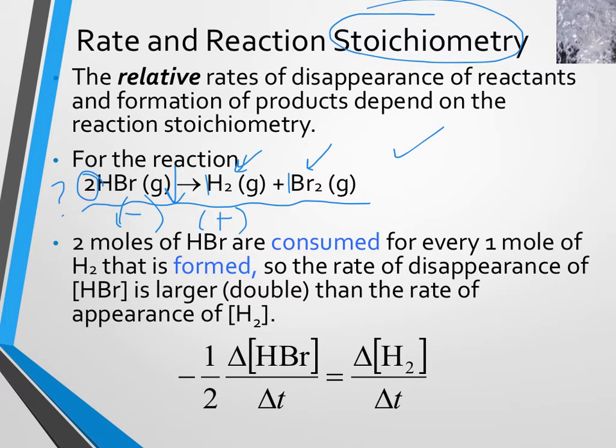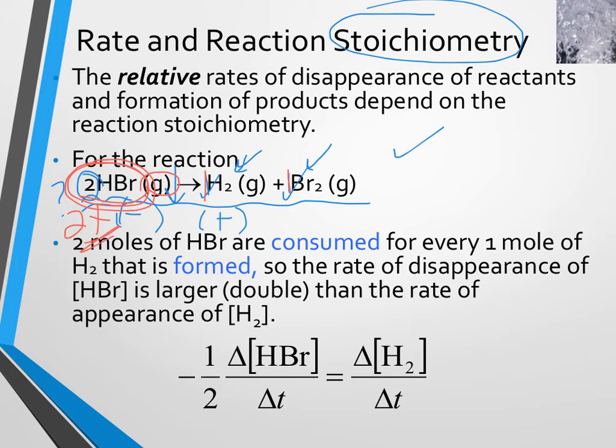I ask you a question to ponder for a moment. Will the disappearance of HBr occur at the same rate as the appearance of the products, or might it disappear at a different rate than the products appear? Think on that for a moment if you can understand the question. And then I am going to tell you that actually hydrogen bromide, because it's not aqueous, will disappear 2 times faster than hydrogen and bromine gas will appear.